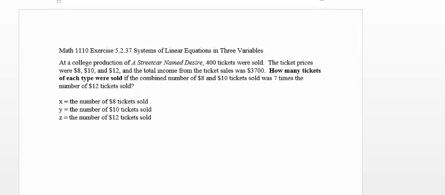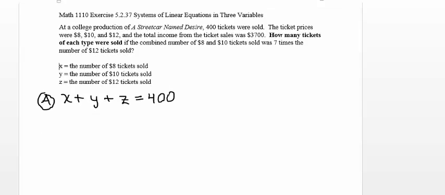All right, so we want to write the equations that result from reading the problem. If 400 tickets were sold, that means the number of $8 tickets added to the number of $10 tickets added to the number of $12 tickets has to equal 400. And that's our equation A, which I'll label so that as I'm doing the work, I can let you know which equation I was using. I want my work to be easily followed.